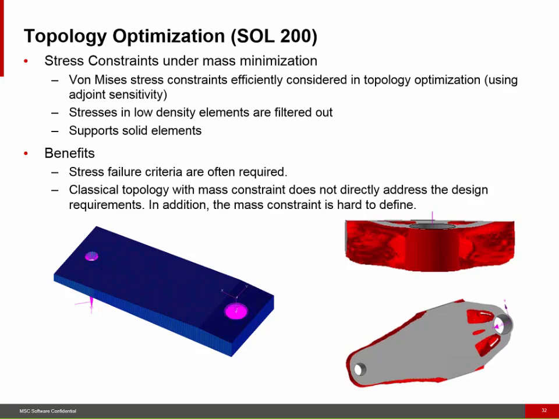And this has been requested by many users since we introduced topology optimization in MSC Nastran. So now it's possible to set up a topology optimization with a target to minimize mass under stress constraints in an efficient way, in addition to the more classic setup with compliance minimization under mass constraints. So now it's in many cases a more realistic and a more straightforward way to set up an optimization problem.